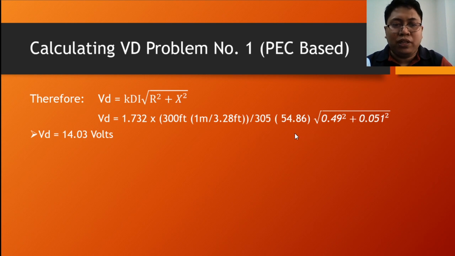1.732 multiplied by 300 feet or 3.28 or 305 multiplied by 54.86. Let's check yung calculation. Plus 0.051 squared. And there you have it, 14.03. 14.03 volts.